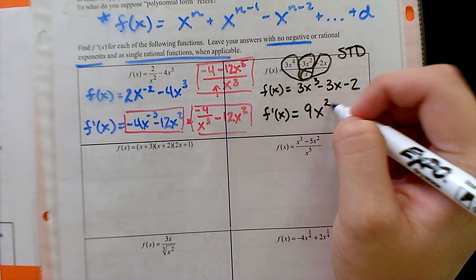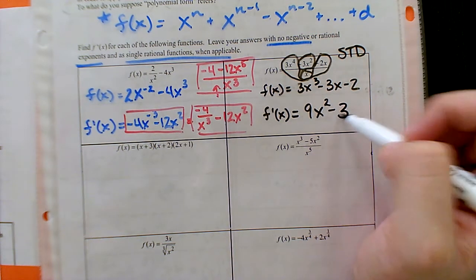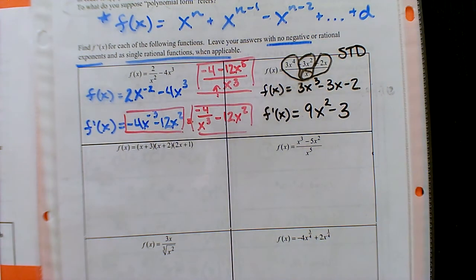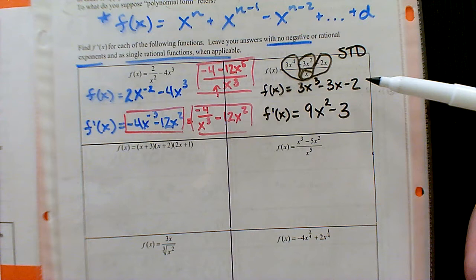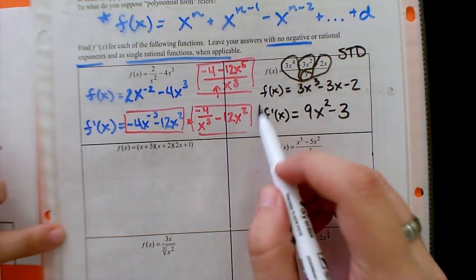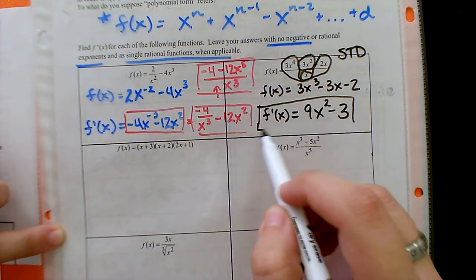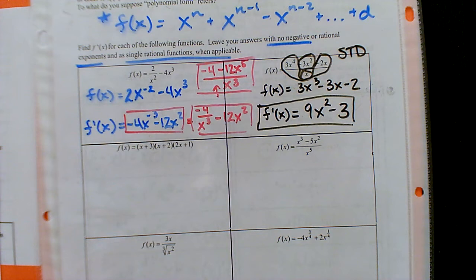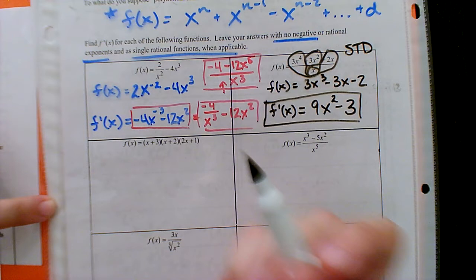9x squared, minus 3. Perfect. The derivative of a constant on the end is 0, so you don't need to worry about that. No negative exponents and no fractions that we have to combine, so we can just leave our derivative that way. All right, let's try the next one.